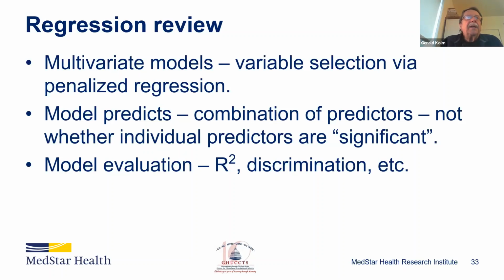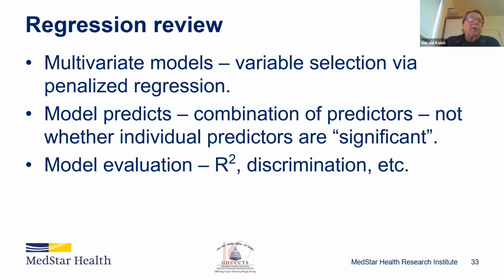And then remember that what we're interested in is the model. It's the combination of predictors or variables in your model that do the predicting. It's not whether individual predictors are statistically significant or not. Because as we saw when we did the logistic model, there were some variables or covariates in our best model, predictors in there, that were not statistically significant all by themselves.